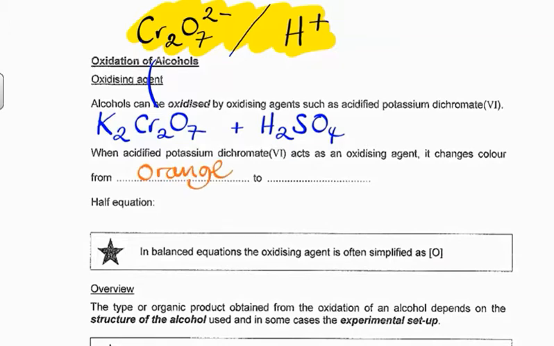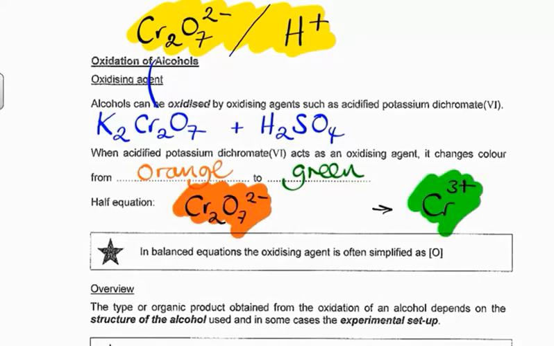And we can see that it's working as an oxidizing agent. As the alcohol gets oxidized, the chromium gets reduced and goes a greeny blue colour, showing that we've made chromium 3+. So the chromium has been reduced from an oxidation state of 6 to 3.